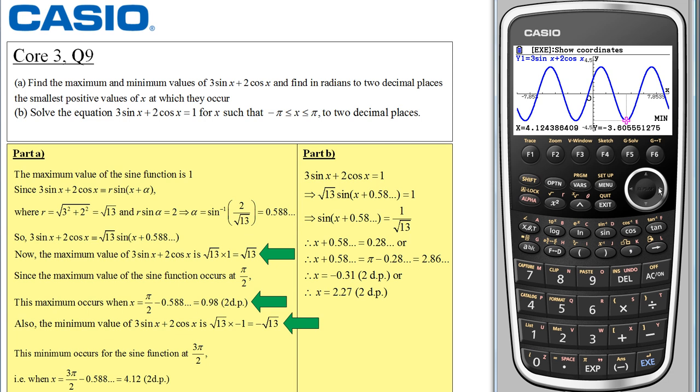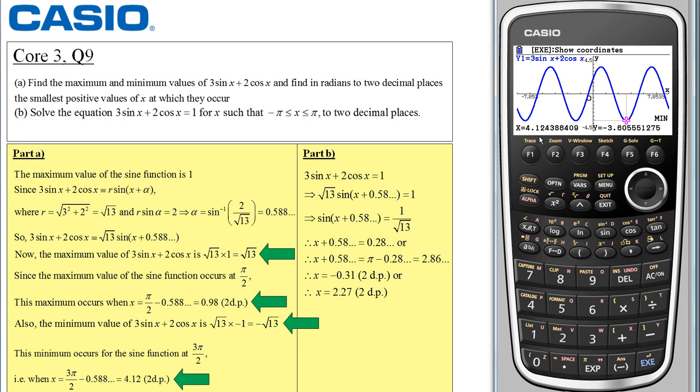Now the first time this occurs, when x is positive, is actually just here, because the previous time is over here, and that's when x is negative. So the correct value for x is 4.12 to 2 decimal places, and that's the fourth calculation, which agrees in part A. So clearly the graphical calculator has been useful to this point. Now let's see if I can use it to help me with part B.